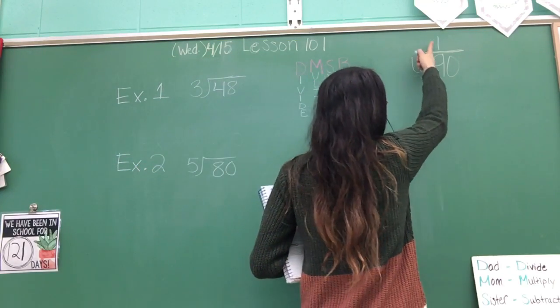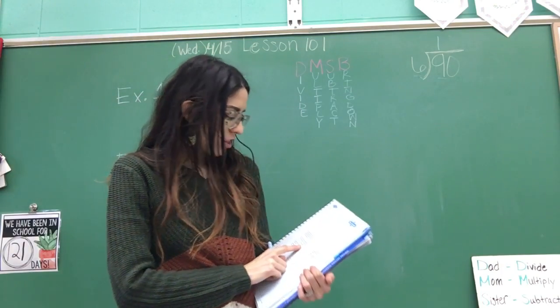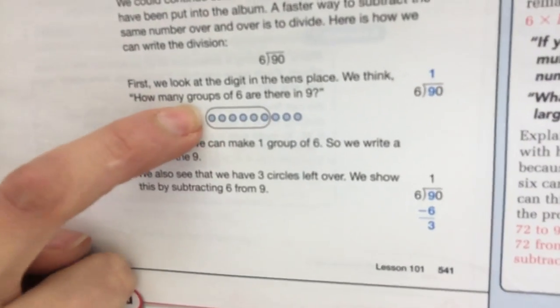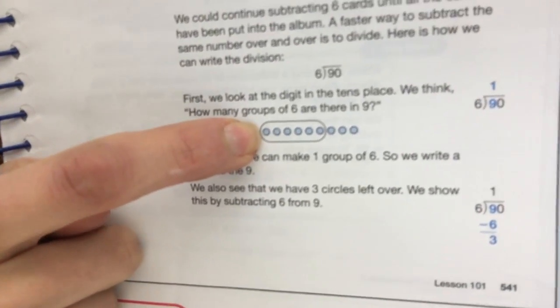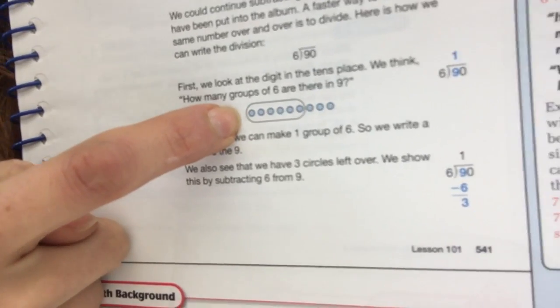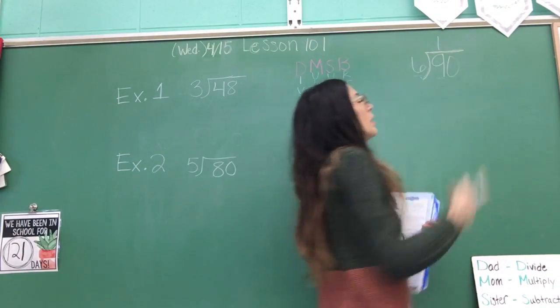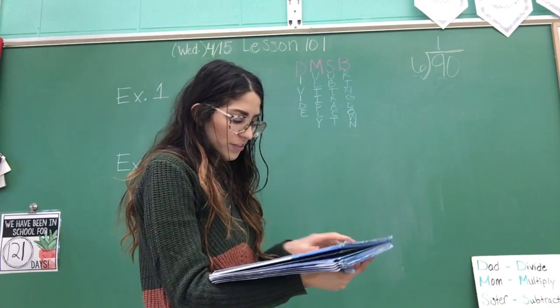9 divided by 6 is only 1. We can't go to 2 because if you see in the picture there, I'm going to show you my book here, there's only one group of 6. There's not 2 groups, right, third grade? It's only one group that can fit in there, okay? So 9 divided by 6 is 1. Now, we also see that we have 3 circles left, don't we?